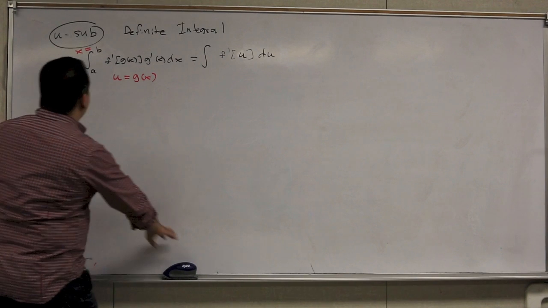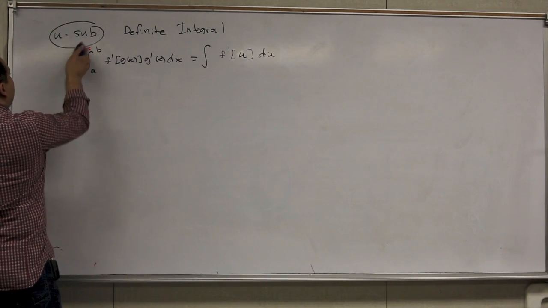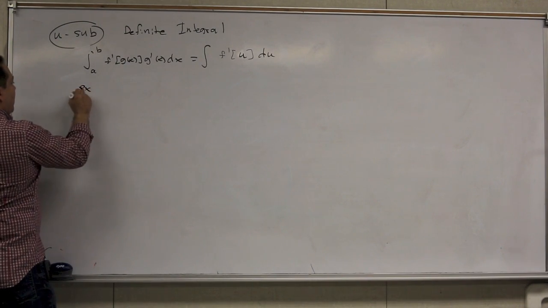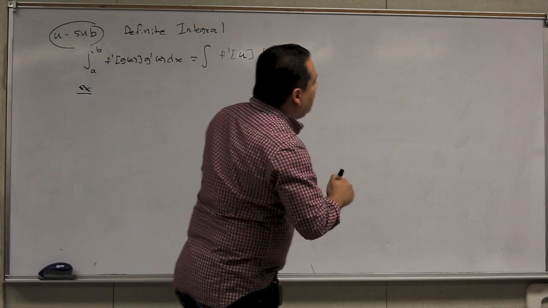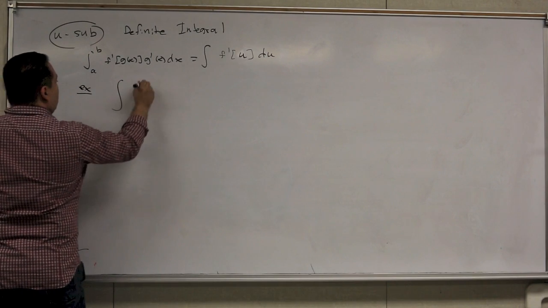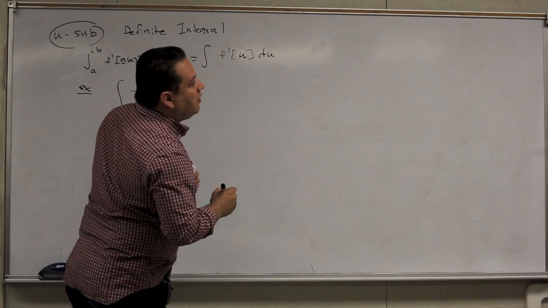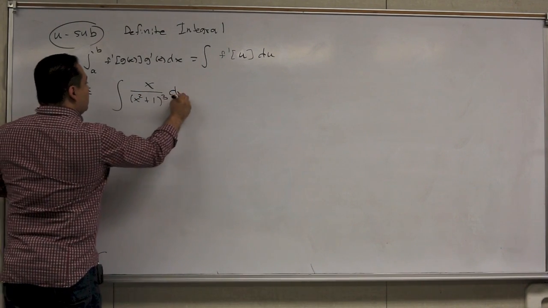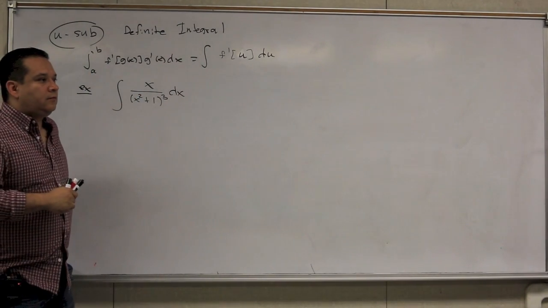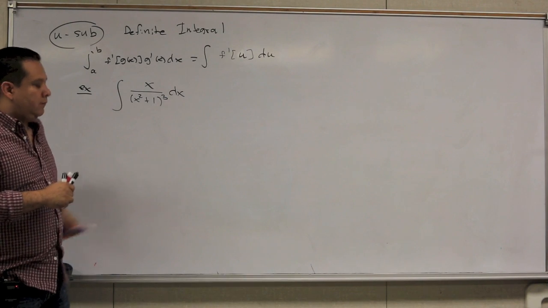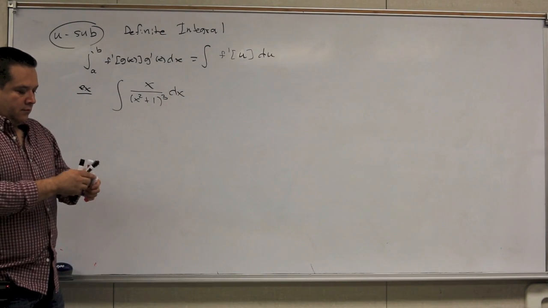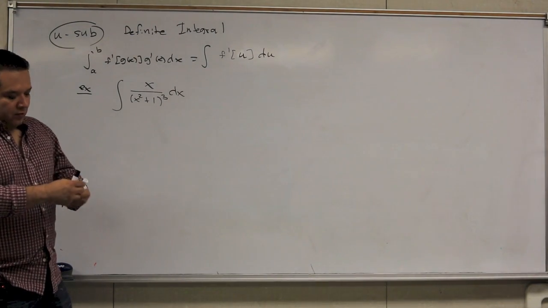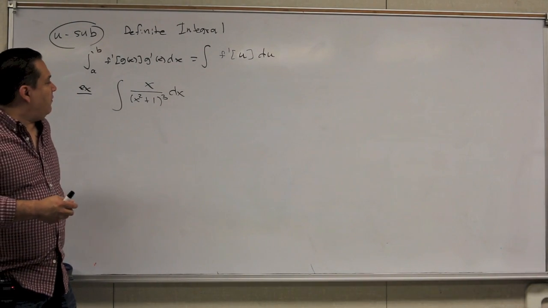So first of all, I'm going to leave this, this is our u substitution. So for example, what's the first one we had to work on? We're going to integrate x over x squared plus 1 to the 3rd power, dx. Okay, let's get these markers. So we're going to have to use u substitution.